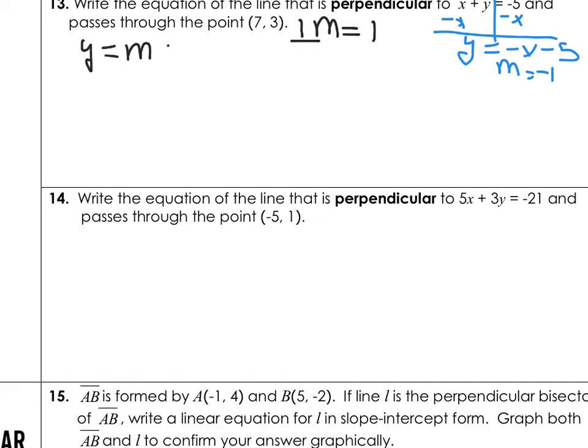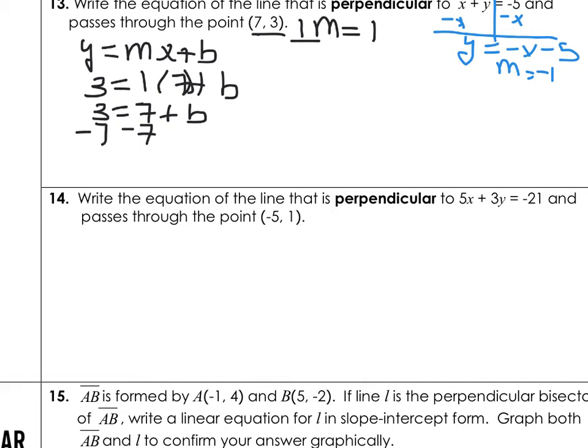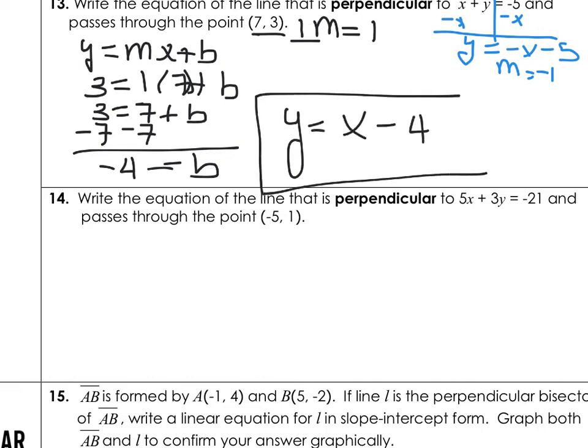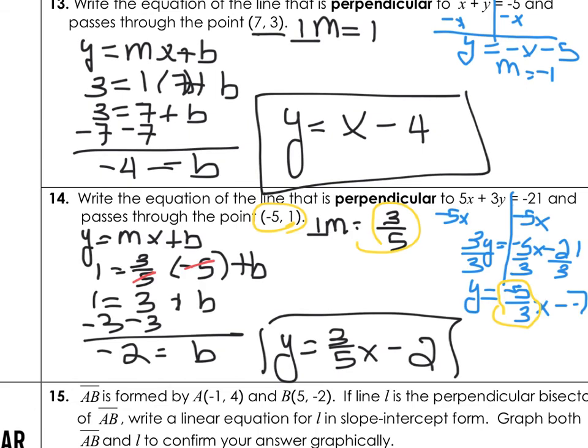Y equals mx plus b. My y is 3. My slope is 1. And my x is 7. So I've got 3 equals 7 plus b. Subtract 7. And b equals -4. So y equals x minus 4 is my final answer. All right, your turn. Go. Go ahead and pause, give it a go, and then jump back on when you're ready. And here's the final answer.